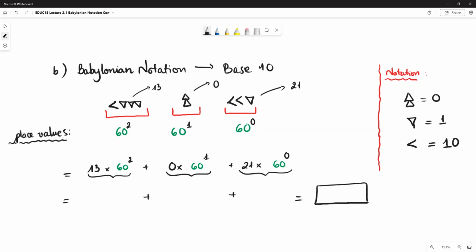And then after we do the calculation, we have 46,800. Here we have the 0. And then here we have the 21. And the final answer is 46,821.